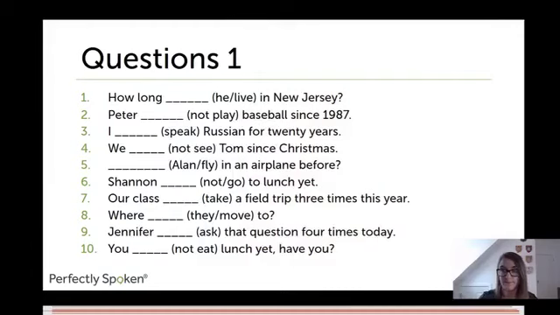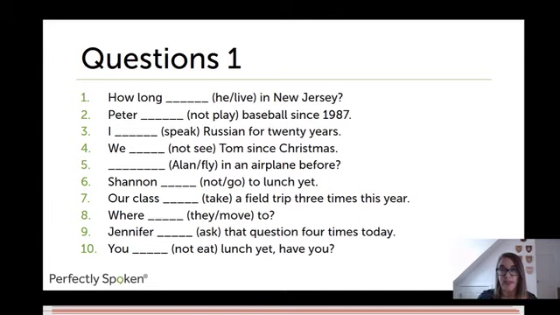So I'm going to show you 10 statements. Some are questions, some are positive and some are negative. I've given you the verb in an infinitive form, and what I want you to do is to complete the sentence, filling in the gap with the correct present perfect simple. So think, is it positive? Is it negative? Is it a question?